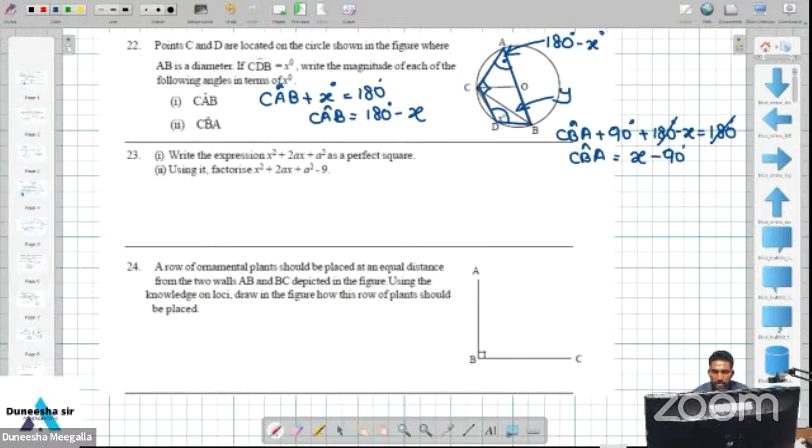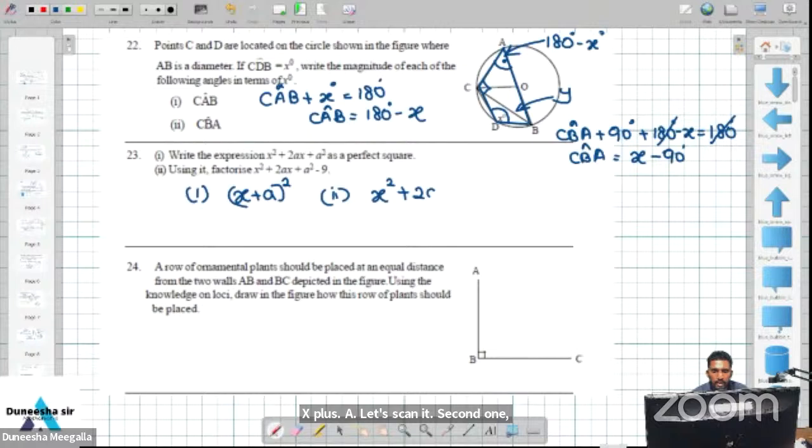Is it 23? Did you get the answer? Perfect square එකක් විදියට කොහොමද ලියන්නේ? Satish? කොහොමද ලියන්නේ? x plus a square නේ. Then second one x square plus 2ax plus a square minus 9. Then first is x plus a square minus 9.